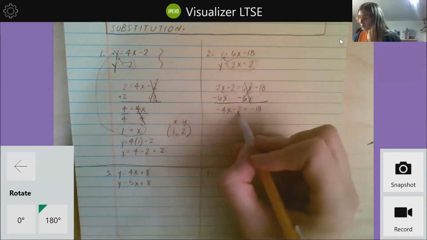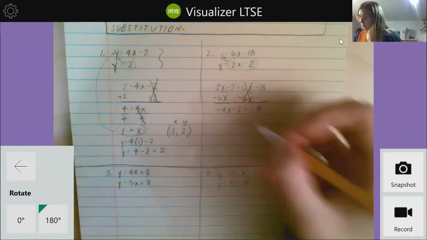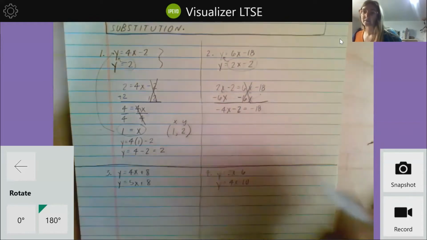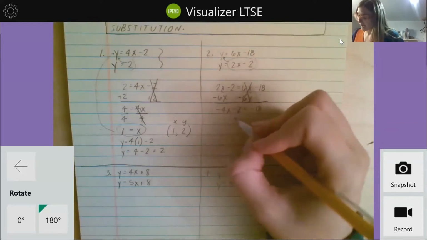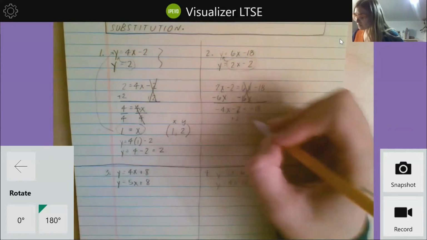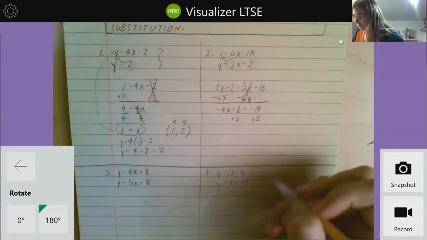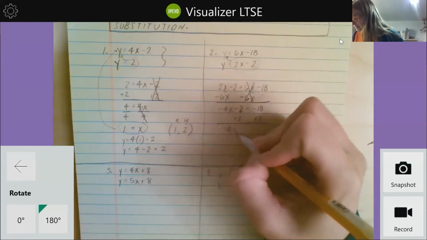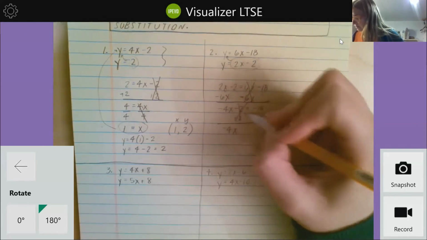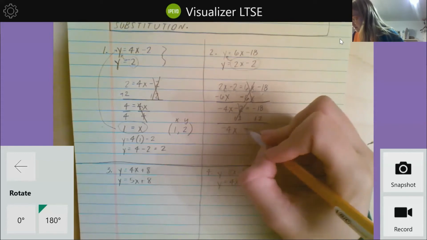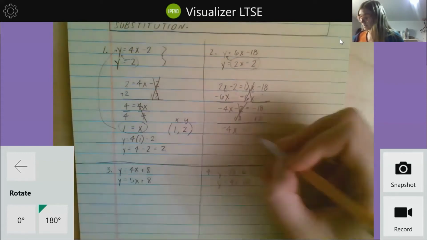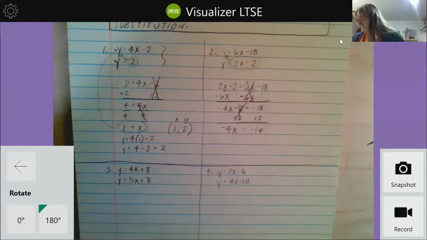Now I want to move my 2 over to this side. Since this is a negative 2, I have to do the opposite. So I'm going to add 2 over here, which means I add 2 over there. And I'm left with negative 4x. This cancels out, so that is nothing. Then it's just equal to negative 18 plus 2, which is negative 16.